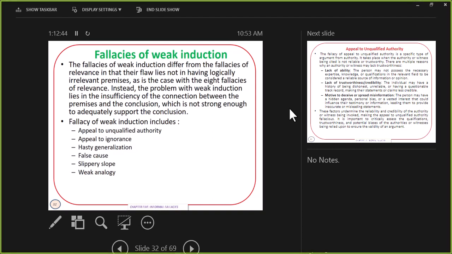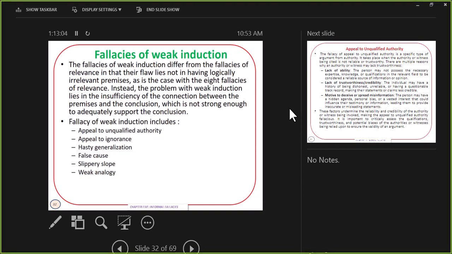The fallacy of weak induction differs from the fallacy of relevance in that its flaw lies not in having a logically irrelevant premise, as is the case with the fallacies of relevance. The problem with weak induction lies in the insufficiency of the connection between the premise and the conclusion, which is not strong enough to adequately support the conclusion, right?